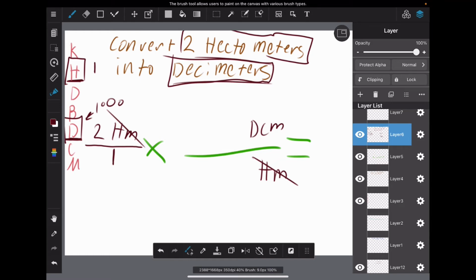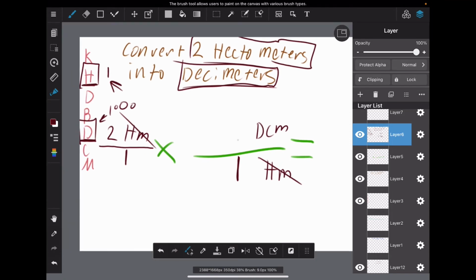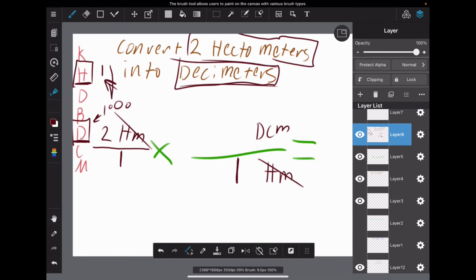So which one is bigger? Well, the hectometers are bigger because we have a lot of decimeters to only make 1 hectometer. So because hectometers are bigger, we're going to put a 1 with it over here on our fraction. And since the conversion factor is 1 hectometer to 1,000 decimeters, we're going to put a 1,000 up here with the decimeters. Now we're going to solve this.